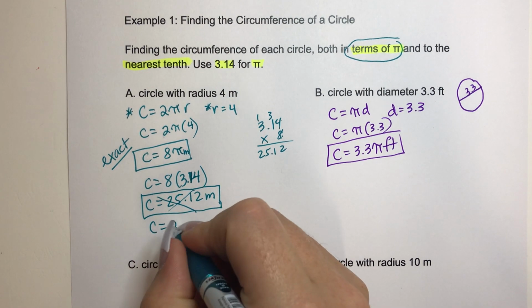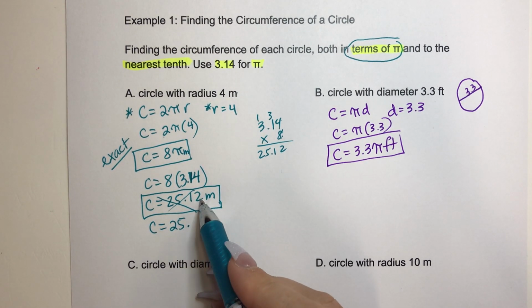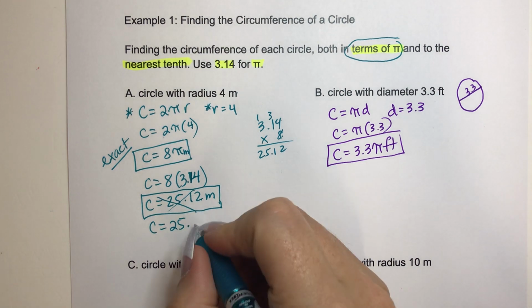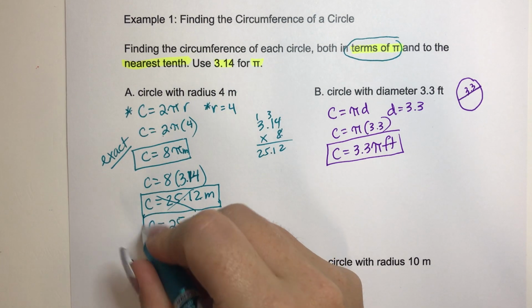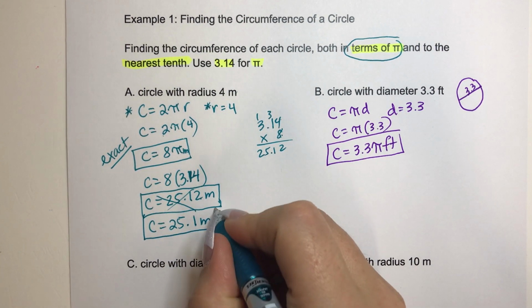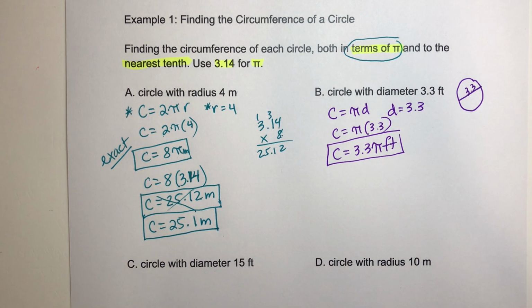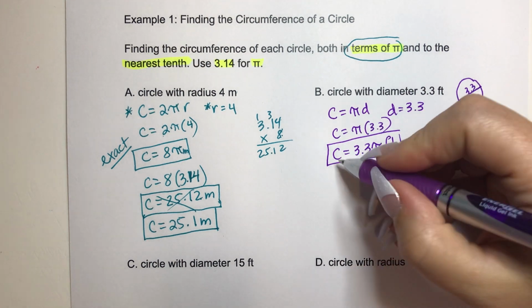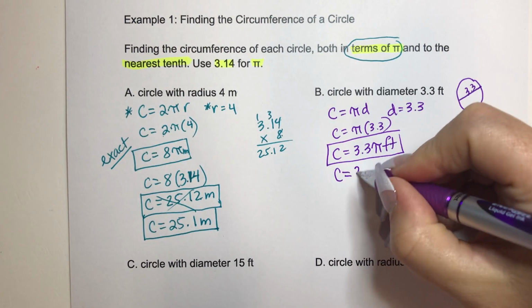The right answer would be 25 point... This 2 leaves that 1 the same. So that would be the correct answer, rounded to the nearest tenth. We always have to go back and reread those instructions so we make sure that we answer the question in the way that it's being asked. Okay, so now we have to find this to the nearest tenth.